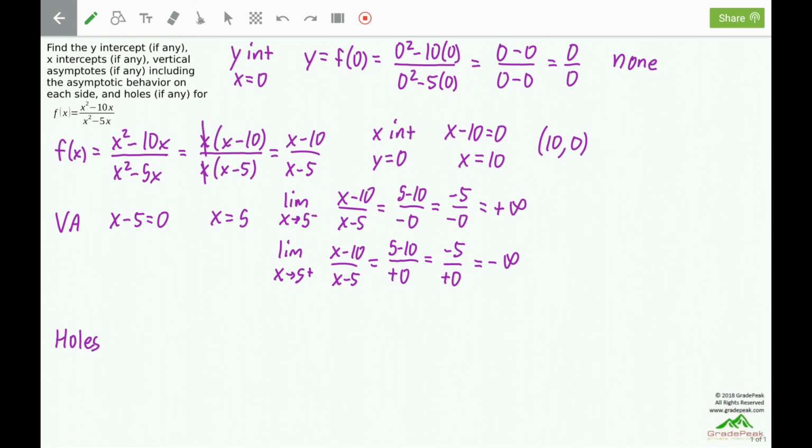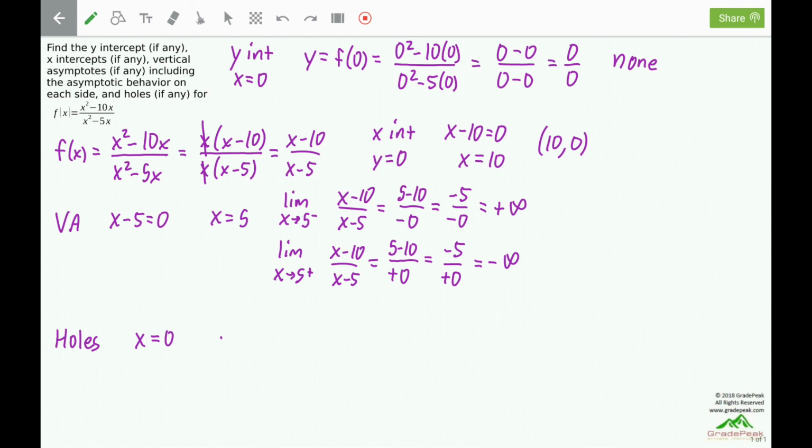Last thing to determine are any holes in the graph. Holes occur when, in factoring, a factor fully cancels from the denominator, so it's not left over in the denominator. And that happened with the x. We take the factor that fully canceled and set it equal to 0, and there's the x-coordinate of the hole.